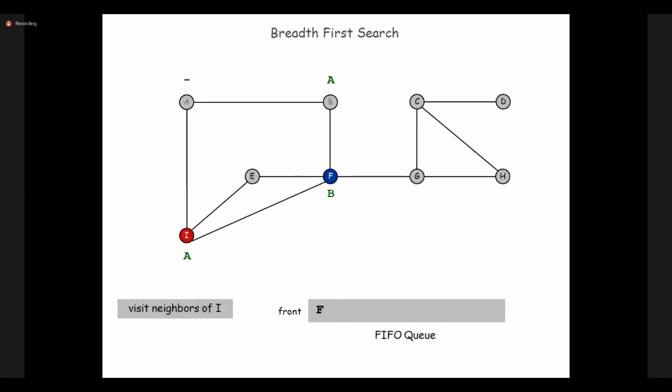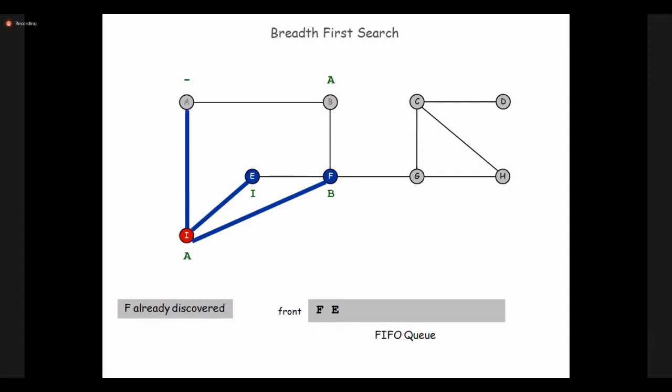For I, what are the neighbors of I? E, F, A. Right? But F and A are already visited. Only E is left over. That is the reason we will insert only E. So that is the reason I placed only E onto the queue. Is it clear, ma, what I am doing?